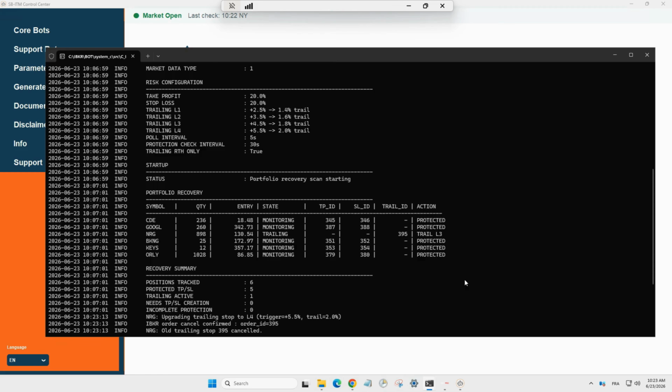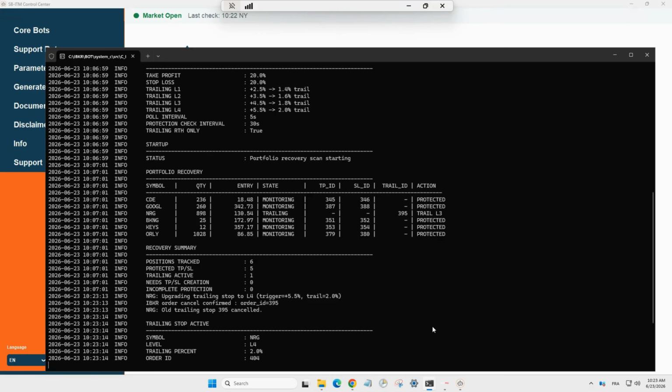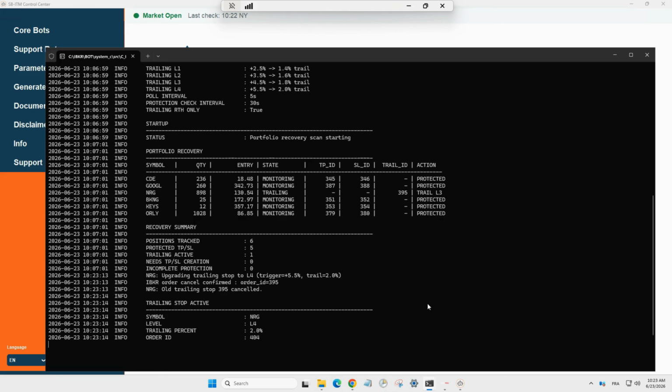Once the market session is underway, we check how the risk bot is managing the open positions. The system confirms that the positions are protected, with take profit, stop loss, and trailing stop logic visible in the monitoring output. In this example, NRG has already progressed through the trailing stop levels and reached the final level shortly before this check. This shows the risk management layer actively following the positions after execution. Now let's switch to the graph to visualize the move during the session.